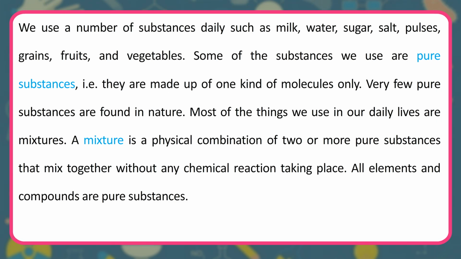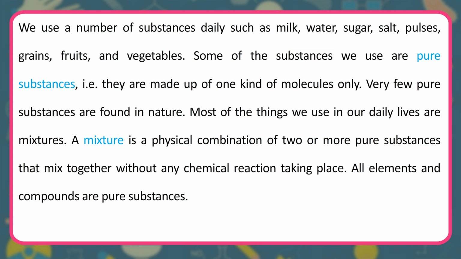We use a number of substances daily such as milk, water, sugar, salt, pulses, grains, fruits, and vegetables. Some of the substances we use are pure substances, i.e. they are made up of one kind of molecules only. Very few pure substances are found in nature. Most of the things we use in our daily lives are mixtures.